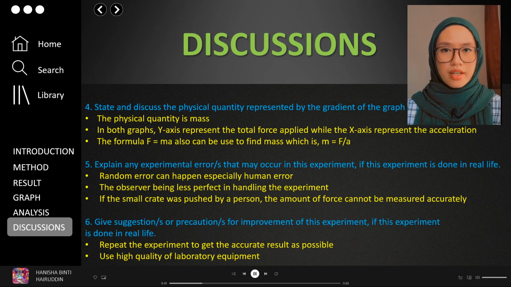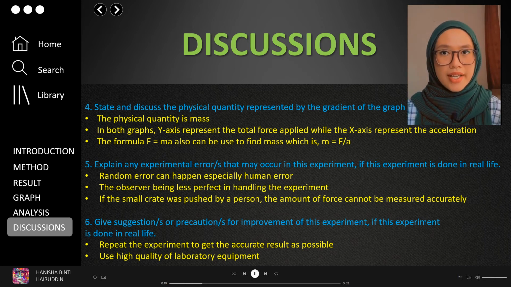The fourth question is: state and discuss the physical quantity represented by the gradient of the graph. The physical quantity represented by the gradient of the graphs is mass, and the SI unit for it is kilogram. The x-axis in both graphs represents the acceleration of the object and the y-axis in both graphs represents the total force applied. So, from the formula F equals ma, the mass can be obtained by using m equals F over a.